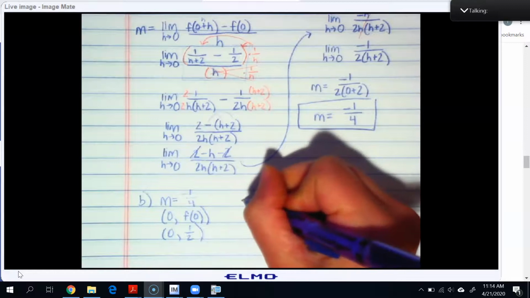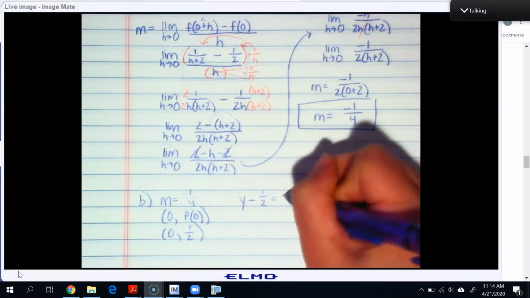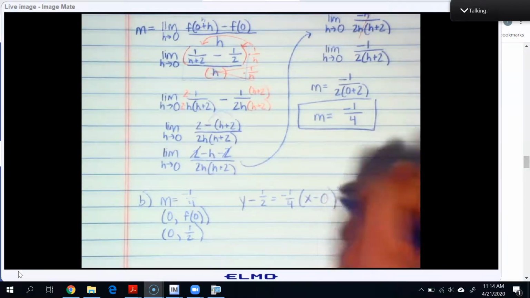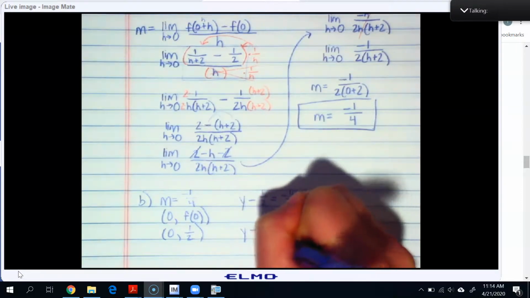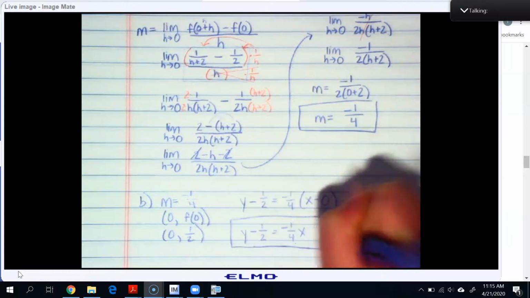So my tangent line equation is going to be y minus 1/2 equals the slope times x minus 0. Now x minus 0, we don't have to write it like that. X minus 0 is just x, so this is really negative 1/4 x, and I'll leave my equation like that.